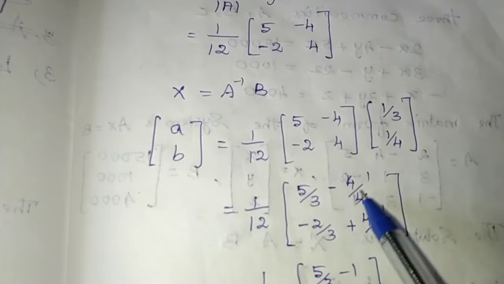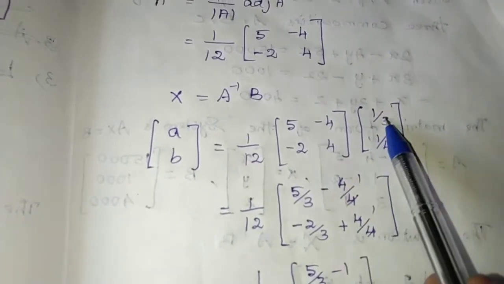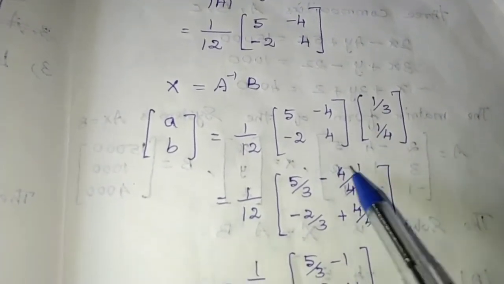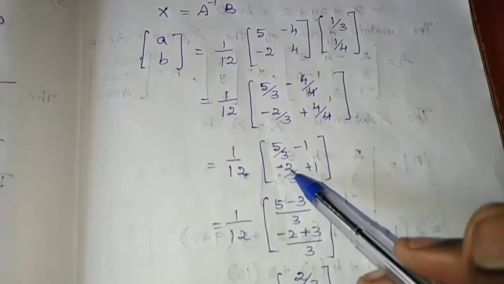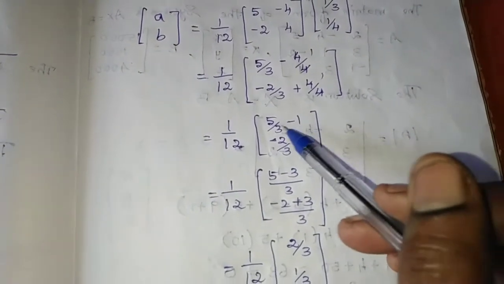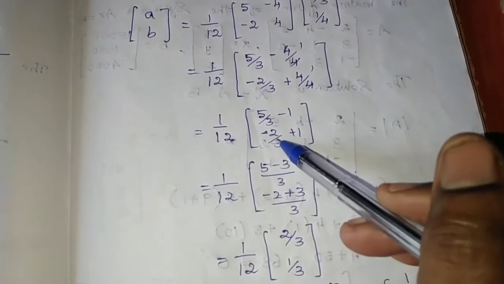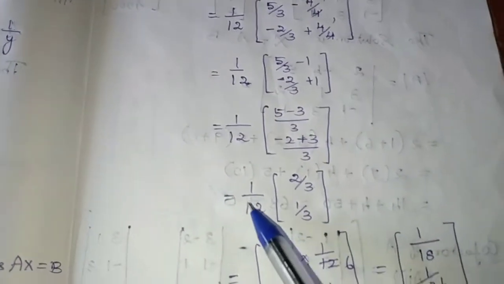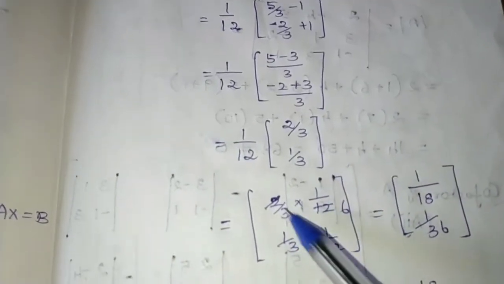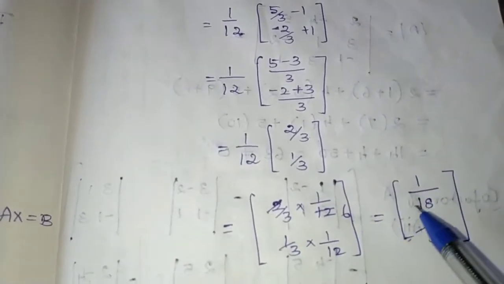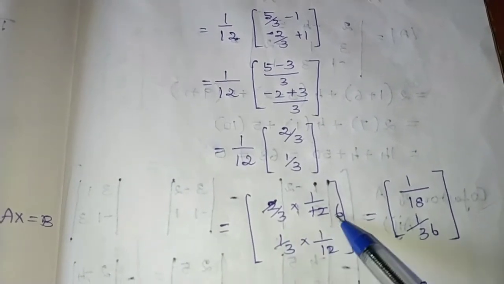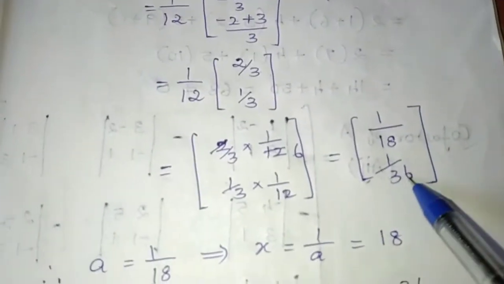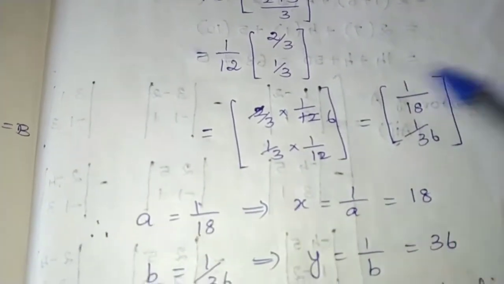5 into 1 by 3, 5 by 3, minus 4 by 4. Here second row: minus 2 by 3 plus 4 by 4. Cancel 1. 5 by 3 minus 1, minus 2 by 3 plus 1. Taking LCM, 5 minus 3 by 3, minus 2 plus 3 by 3. Cancel. We get 2 by 3, and 1 by 3. Now multiply it by 1 by 12. 2 by 3 into 1 by 12 equal to 1 by 6. And cancel, here 1 by 18. Here 1 by 36. That is a equal to 1 by 18.